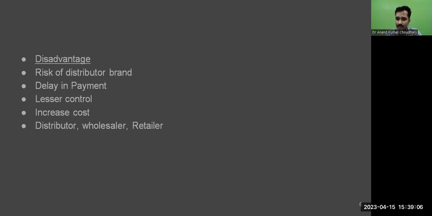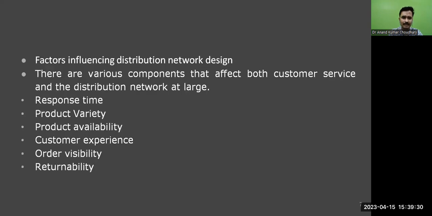Loss of control. You don't have control over the distributor, because you don't have the option. If you do have your own distributor, it has a cost. So you depend upon your distributor, and the controlling activities are lost, and that is why there is loss of control. Increased cost, certainly. Distributor, wholesaler, and retailer, these are the players. These things have to be understood.